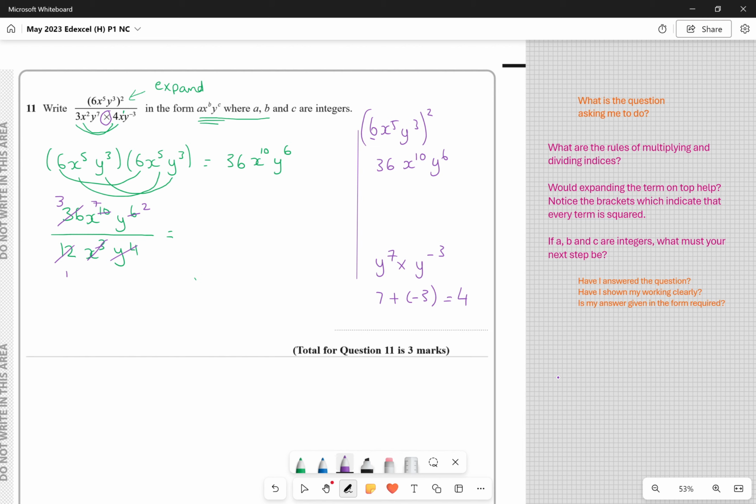So on the top we have 3x to the power 7, y squared. That's our final answer. And if we check, is it in the form ax to the b, y to the power c? Yes, it is, because a is an integer, a is 3, b is an integer, b is 7, and c is an integer, c is 2. So our final answer is 3x to the power 7, y squared.